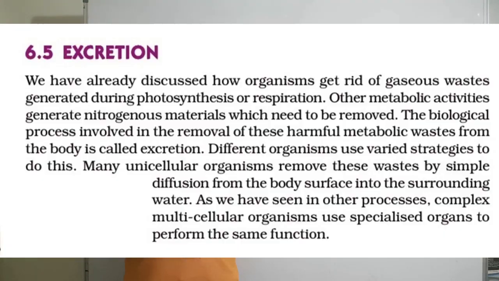From the textbook, we have already discussed how organisms get rid of gaseous waste generated during photosynthesis or respiration. Other metabolic activities generate nitrogenous material which needs to be removed. The biological process involved in the removal of this harmful metabolic waste from the body is called excretion. Different organisms use varied strategies to do this. Many unicellular organisms remove this waste by simple diffusion from the body surface to the surrounding water. As we have seen in other processes, complex multicellular organisms use specialized organs to perform the same function.